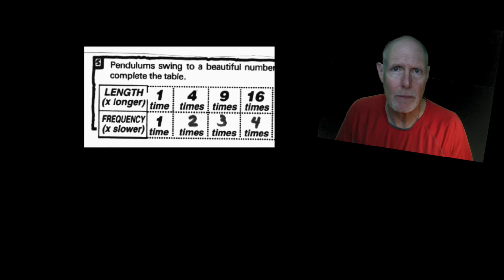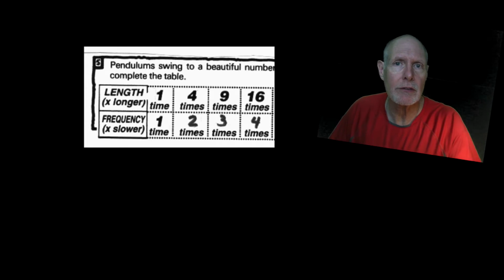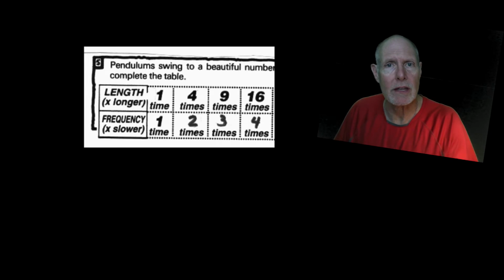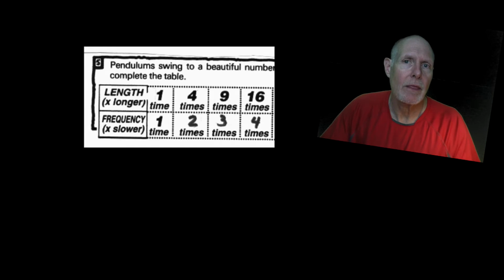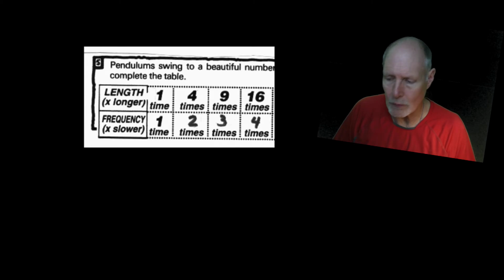What is the pattern? Well, the pattern is, what I'm doing is taking the bottom number each time, multiplying it times itself to get the top number. So 2 times 2 is 4. 3 times 3 is 9. 4 times 4 is 16. I don't know if we've talked about that in class, but when you do that to numbers, that's called squaring the number. So we find out that the length and the frequency is actually a square of the other.